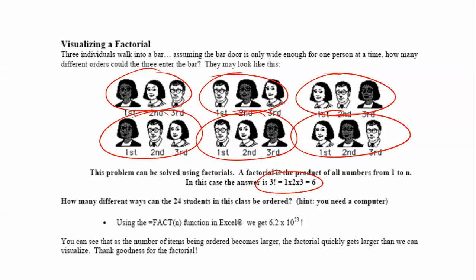So for example, if 24 students were in this class, and I wanted to know how many different ways those 24 students can walk through the door and come into the class, or maybe even leave, the number of ways is 6.2 times 10 to the 23. I don't even know how large that number is.